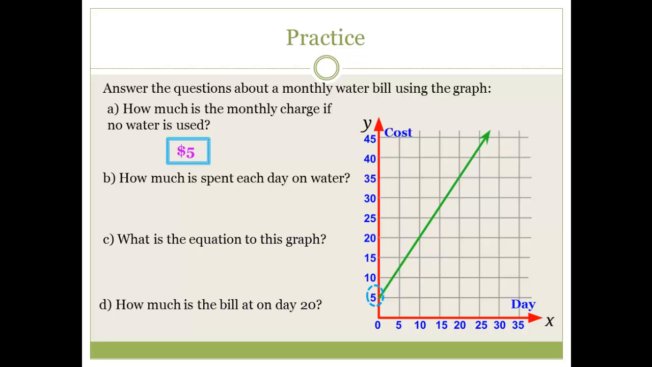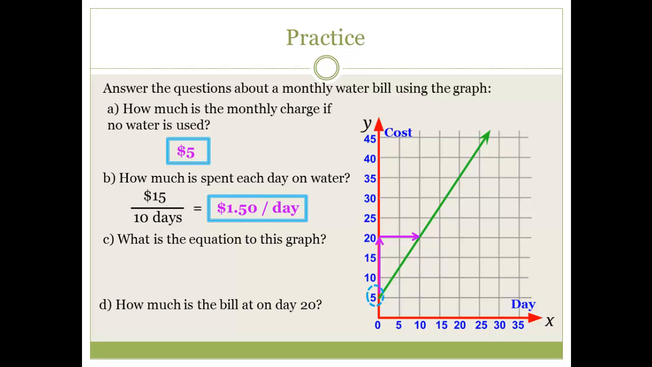How much is spent each day on water? This is the same as asking how much does the price change per day. We can find this by finding the slope of the graph. We see that the graph goes up $15 over 10 days. This gives a slope of $1.50 per day.